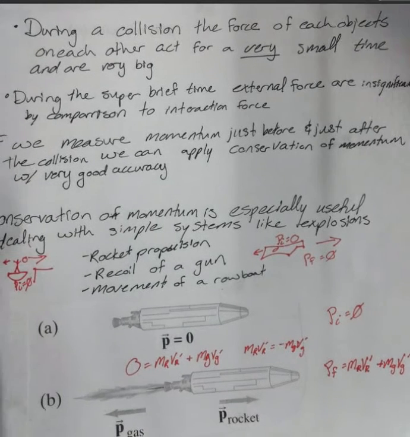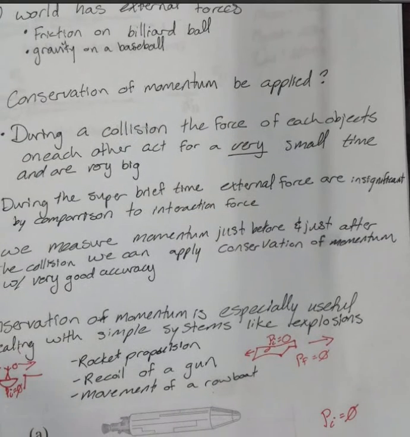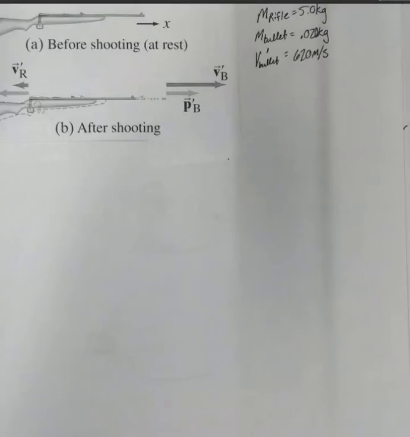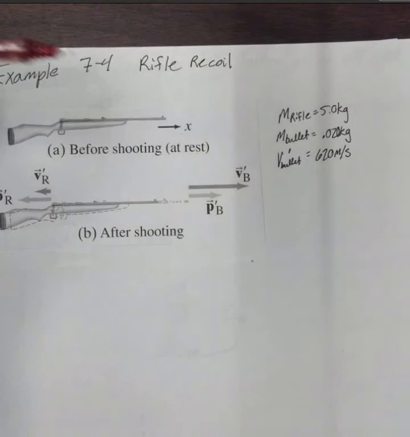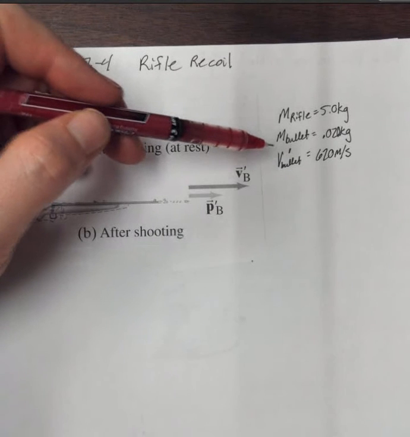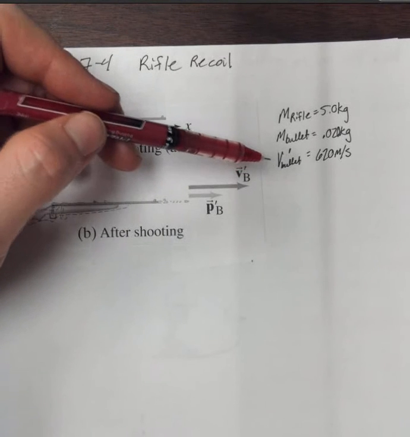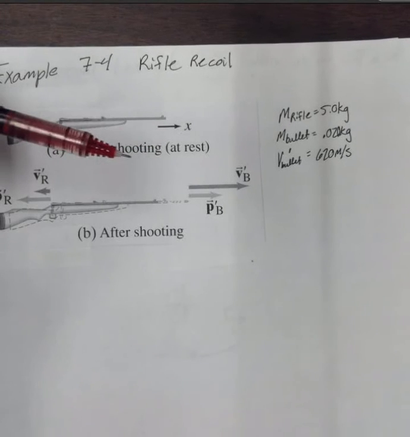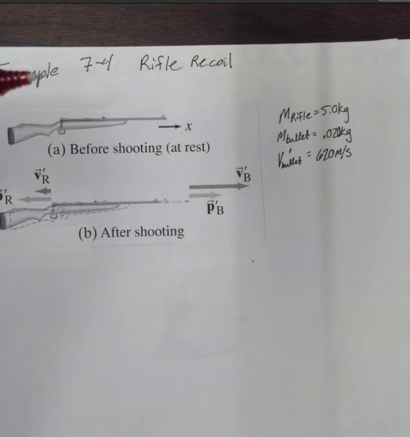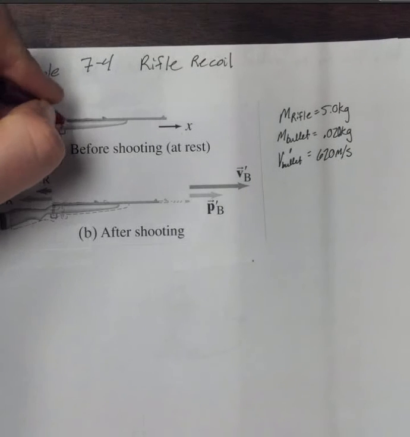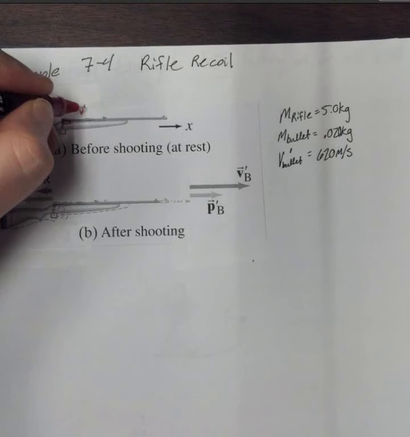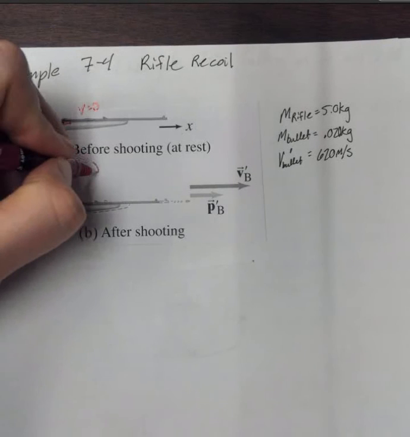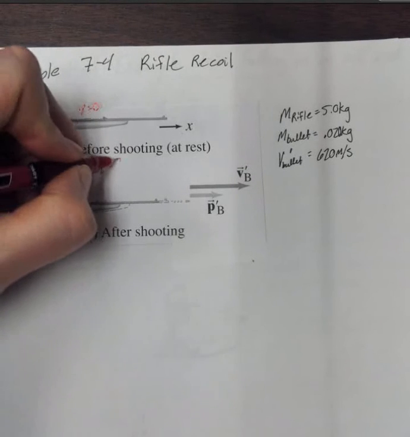So let's go ahead and look at, these are all called explosion calculations or explosion collisions. Let's take a look at the recoil on a gun. So for this example, we're going to say that the mass of the rifle is 5 kilograms, the mass of the bullet inside of the rifle is 2 kilograms, and the bullet itself, after the explosion, travels away from the rifle in a positive x direction at 620 meters per second. So before we shoot, the bullet is lodged in the gun, and both the bullet and the gun have a velocity equal to 0. So that means that their initial momentum should be equal to 0.